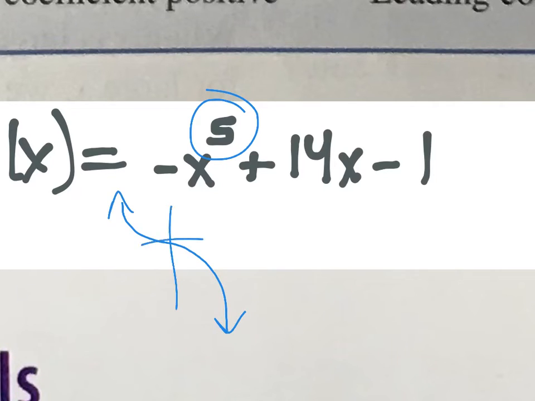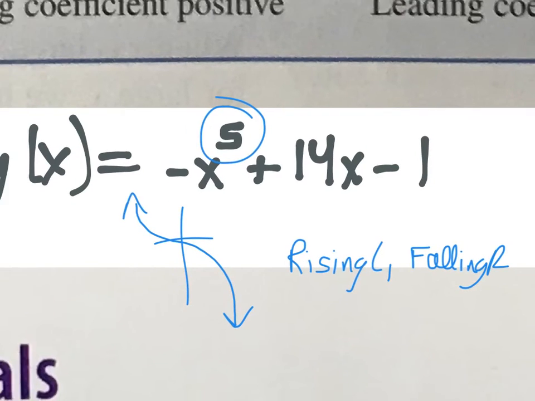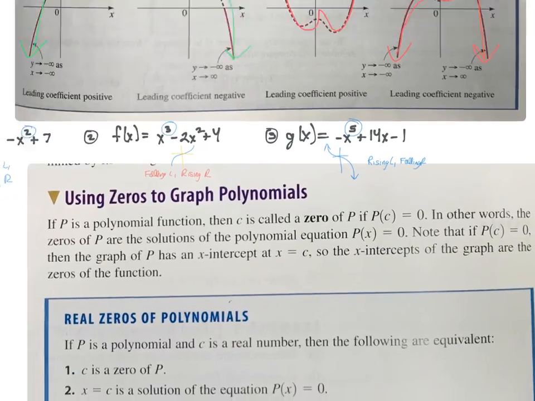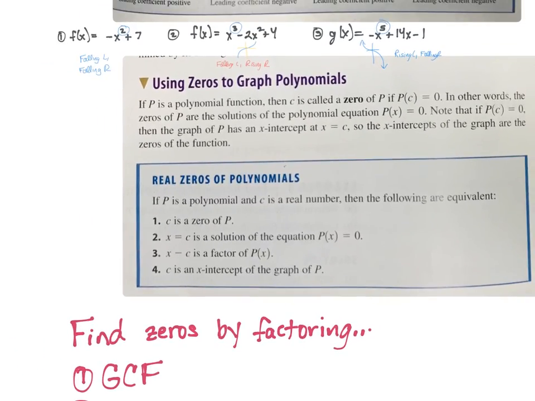Down, right? So what's going on on the left-hand side? We're rising left and falling right. Does that make sense? A little bit? Okay, it's not awful. And then this, find the zeros. Guys, all that means is to do what? Solve it, factor it. That's it.